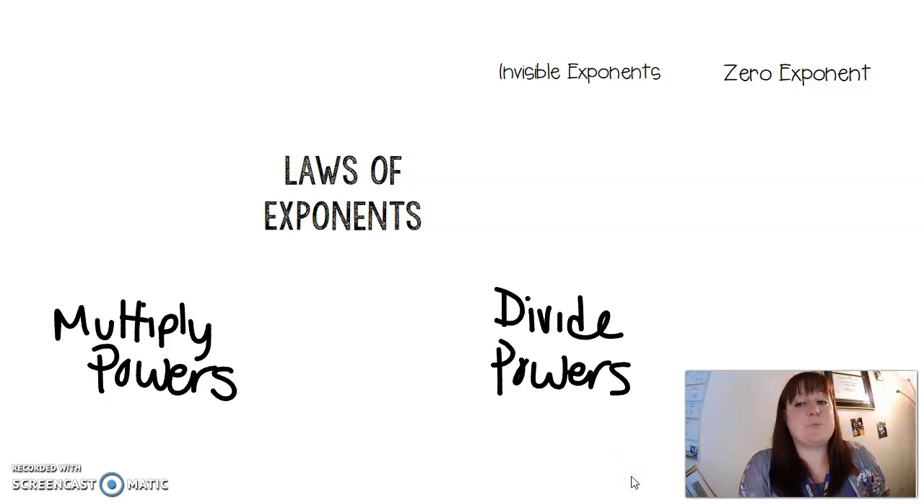We're talking about laws of exponents. So what does that mean? Basically, it means what can we do when we see exponents? What rules do we always have to follow? So first things first, we have invisible exponents.